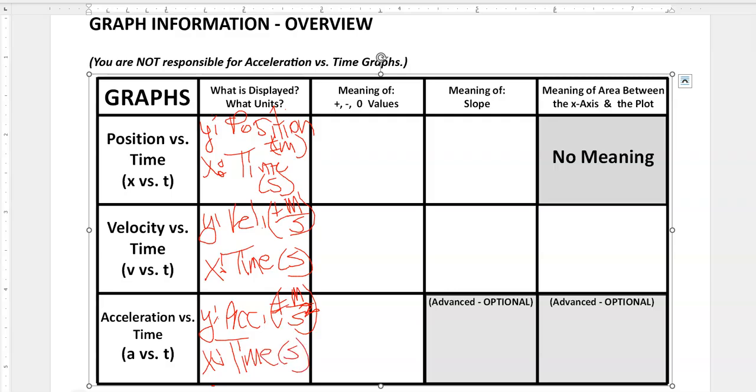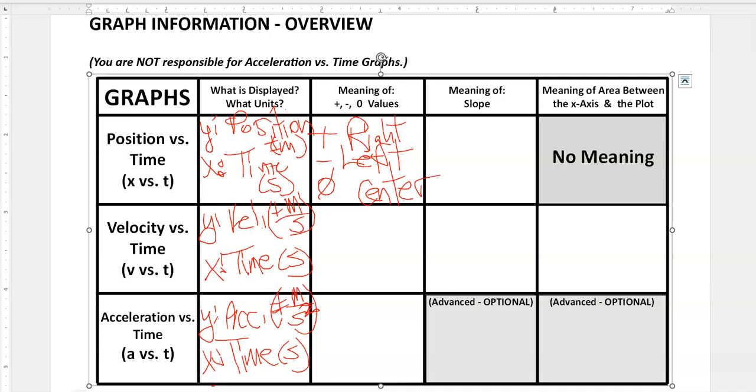Okay, so the meanings of the positive, negative, and zero values. For position, a positive value means the position's on the right. And for a negative value, the position's on the left. And for a zero value, and I'll write zero with a little slash through it to distinguish it from the letter O, it's in the center somewhere.